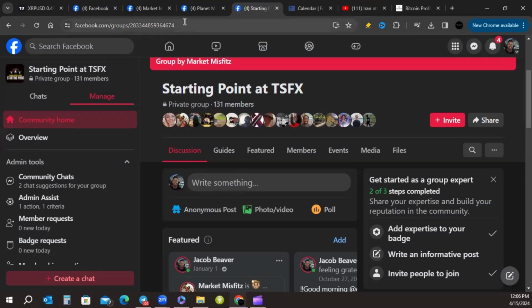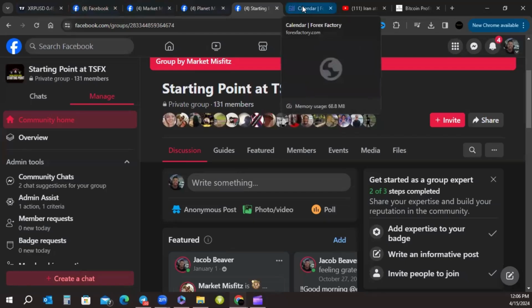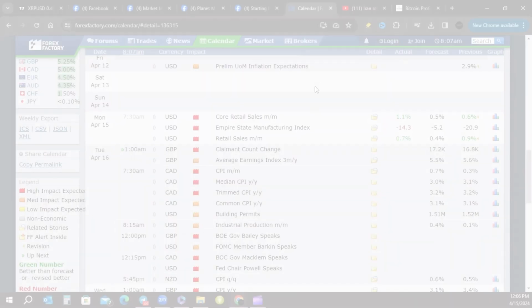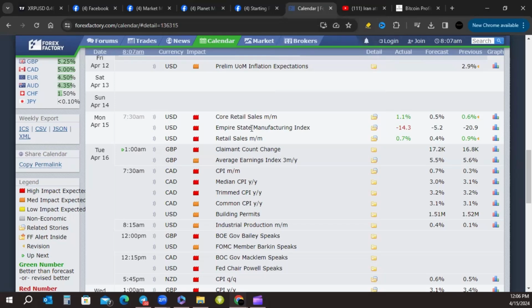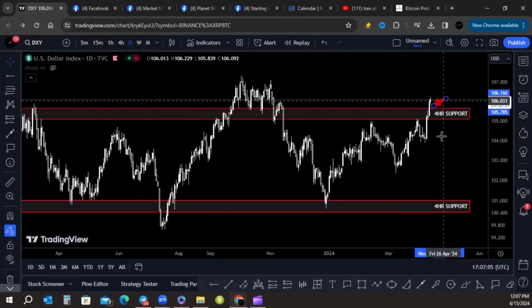Let's take a look and see what's going on this week in the Forex Factory. For the economic calendar, we had core retail sales come in today, green for the dollar. The Empire State Manufacturing Index was red. Retail sales was green for DXY. Let's take a look at the charts.